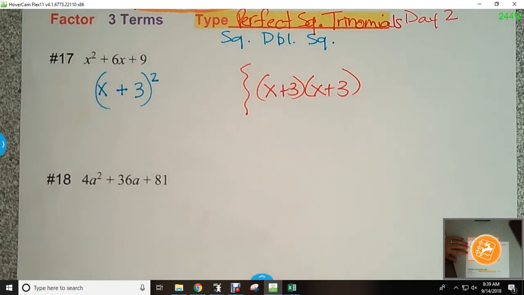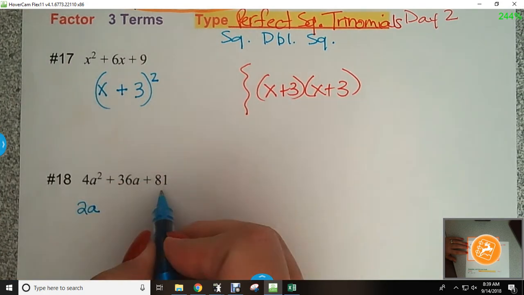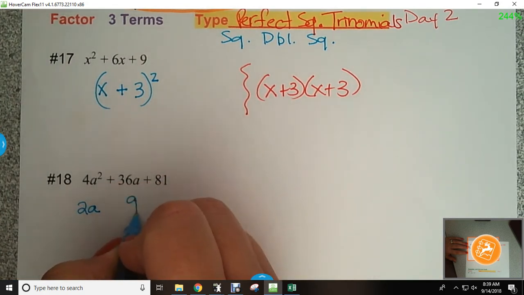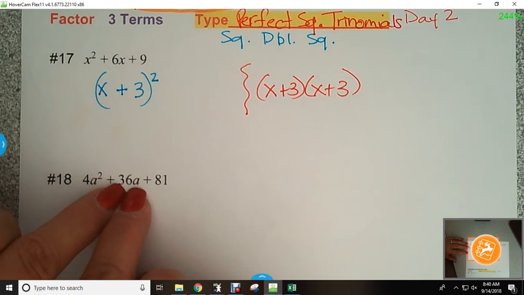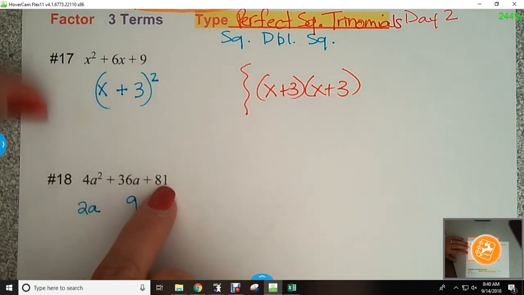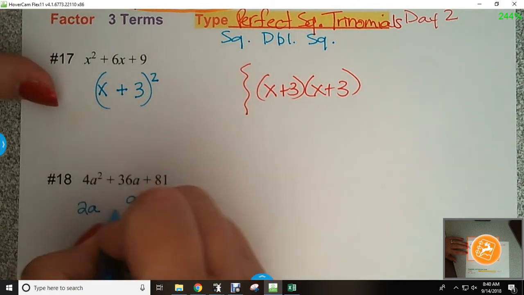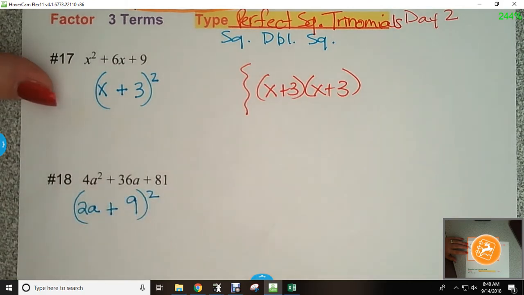I can take the square root of this term. I get 2a. I can take the square root of this term. I get 9. So if I multiply these together, I get 18a. Double it, I do get the one that's in the middle. So it is a square double square. Because my middle term is positive, I'm going to put a plus here, parentheses, and a square. So much faster than doing bottoms up. But bottoms up would work.